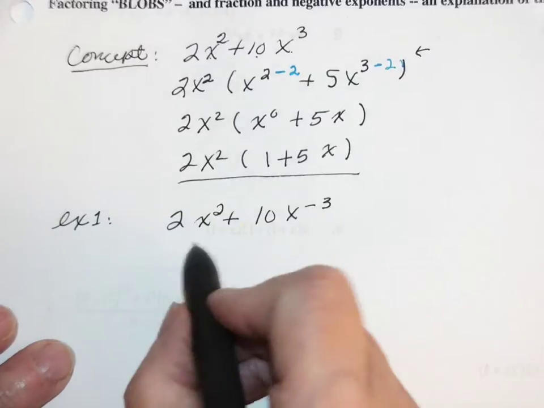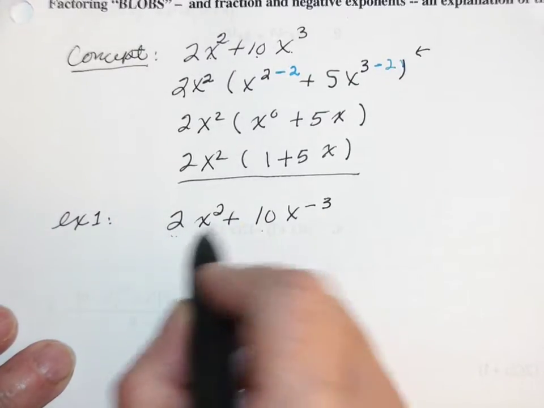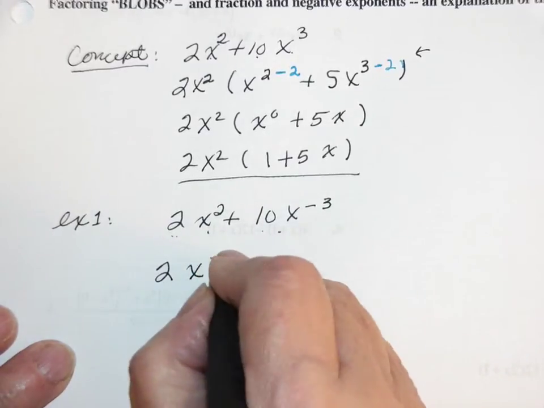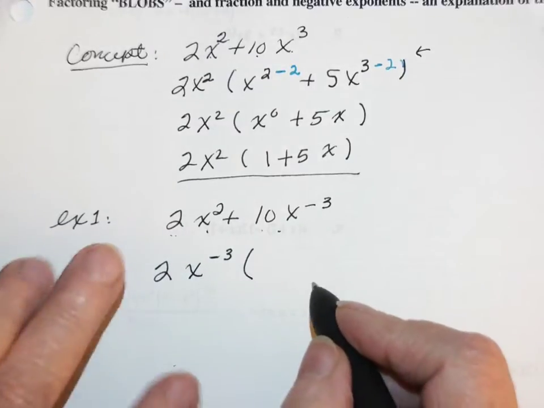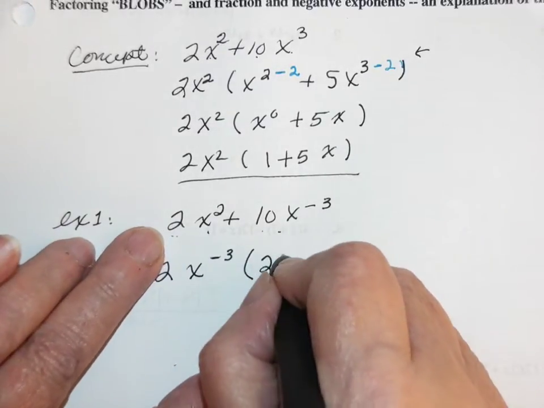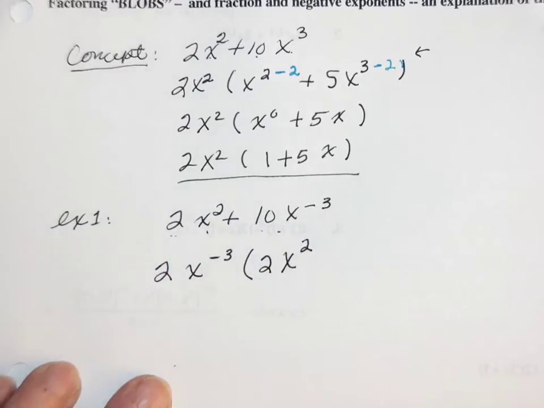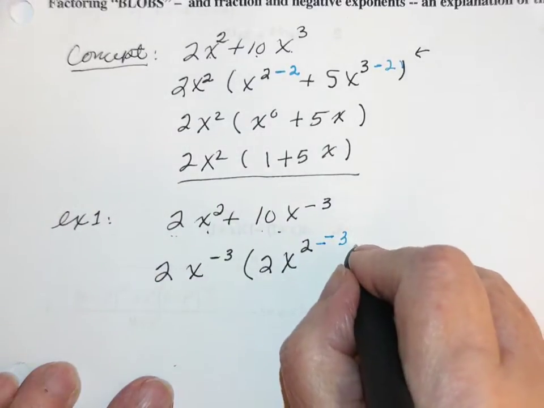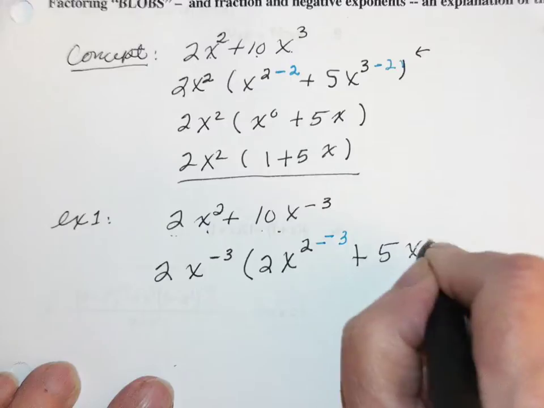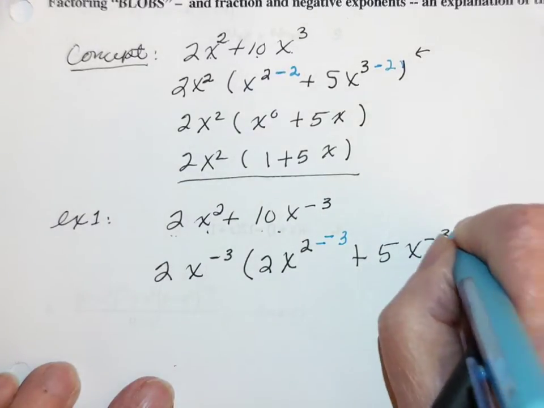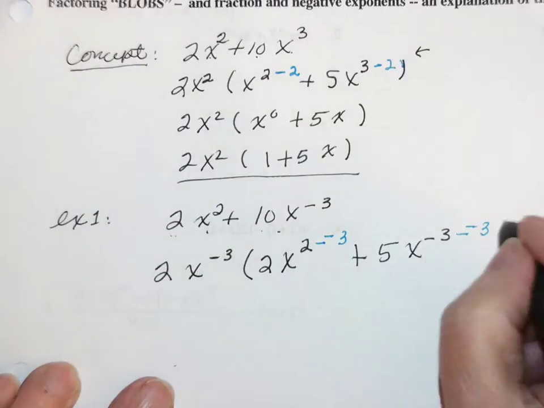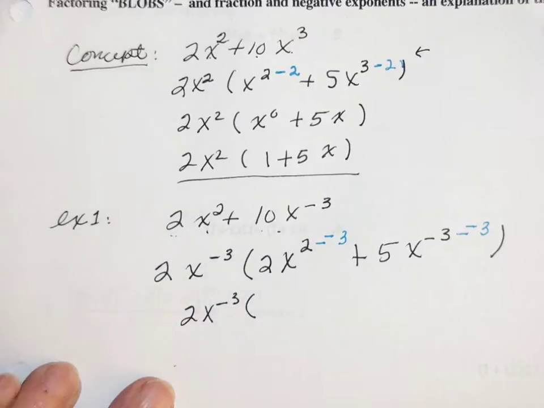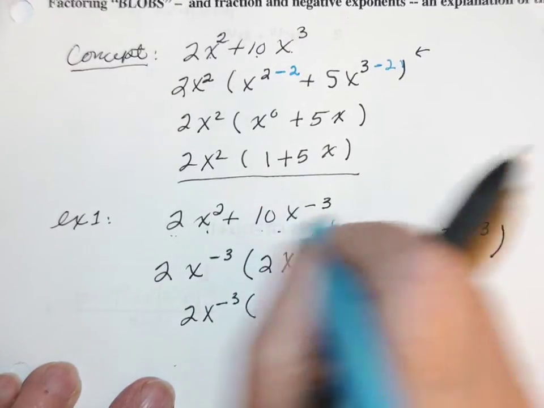Now, the concept says, what's the greatest common factor? 2 and an x, they both have x's. Smallest power on the x's is negative 3. So the concept is, I'm removing the 2. From an x squared, I am removing a negative 3, plus 5x to the minus 3. I'm removing a negative 3. This gives me a 2x to the minus 3. Minus and a minus is a plus.